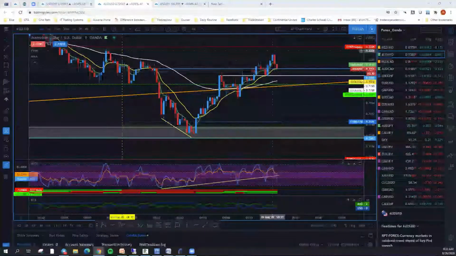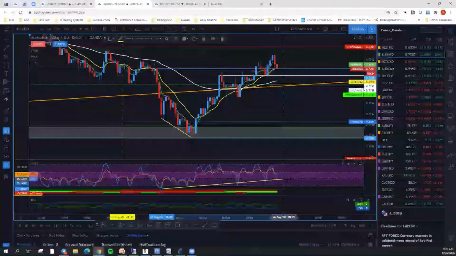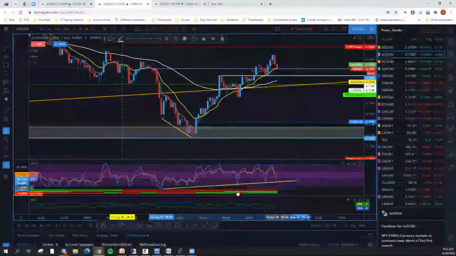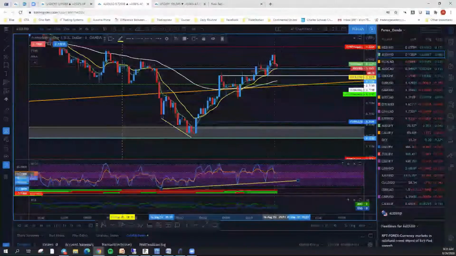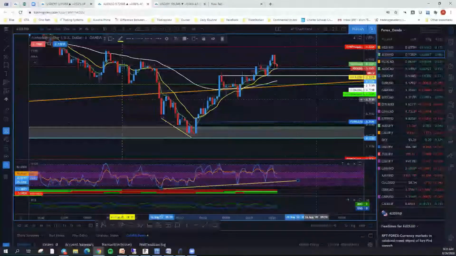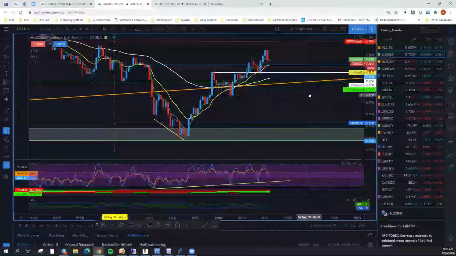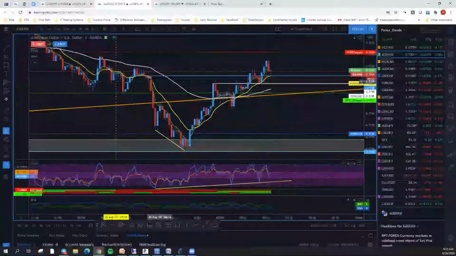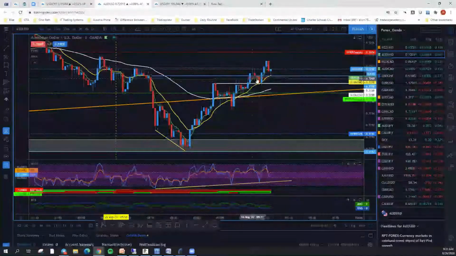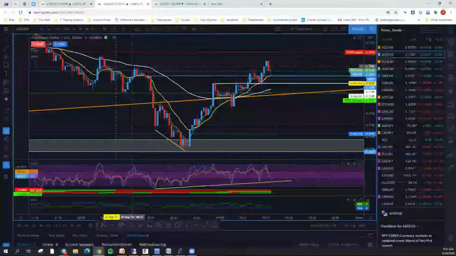We had the hook. Still maintaining this little trend over here. If it breaks and closes, may want to rethink. Right now, the yellow's holding. This area right now, this blue line is holding. And we had the break.